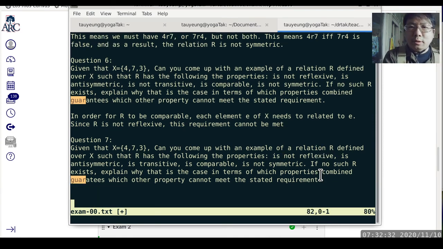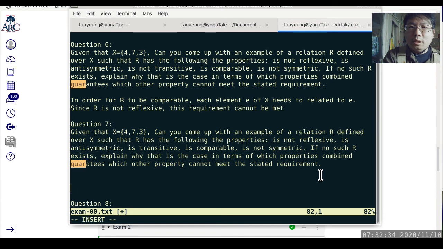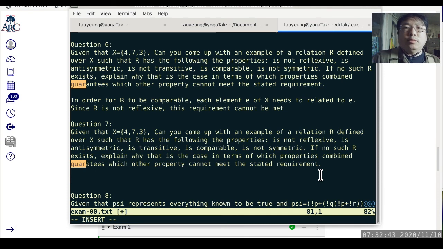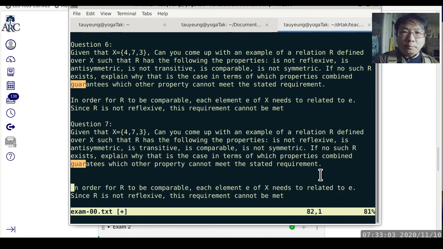Number 7 has the same format, and this time we want R to be not reflexive, anti-symmetric, transitive, and comparable, and we do not want it to be symmetric. So once again, we have not reflexive and comparable. That means the same explanation is going to work here.